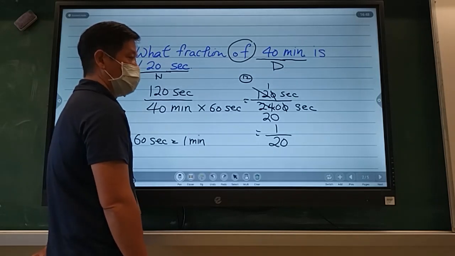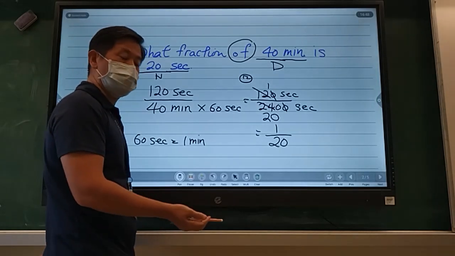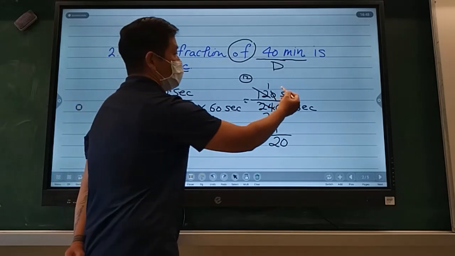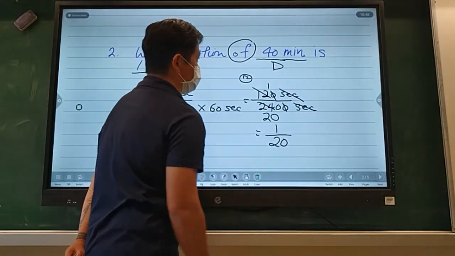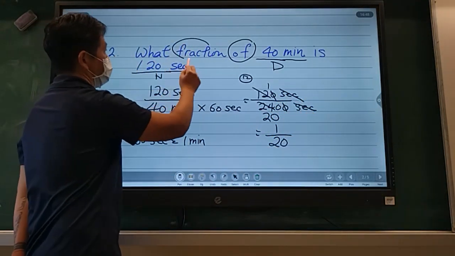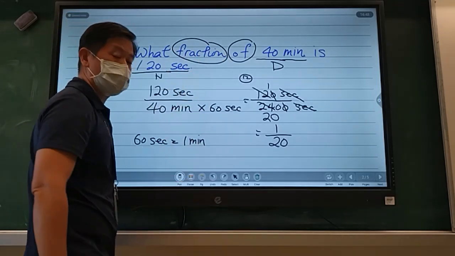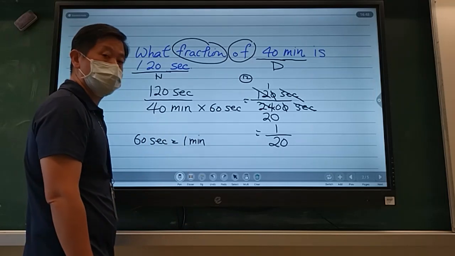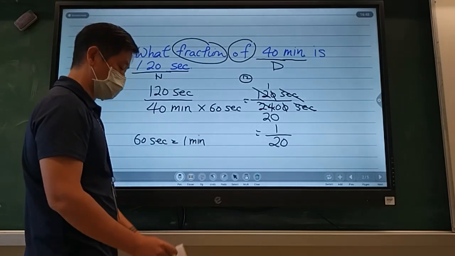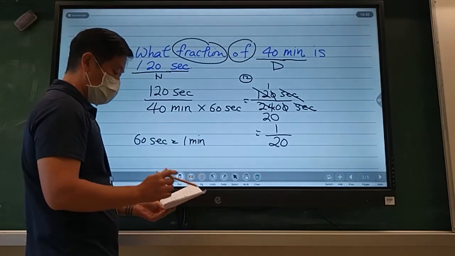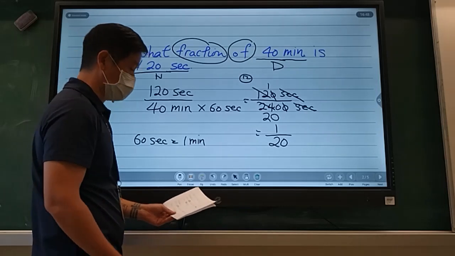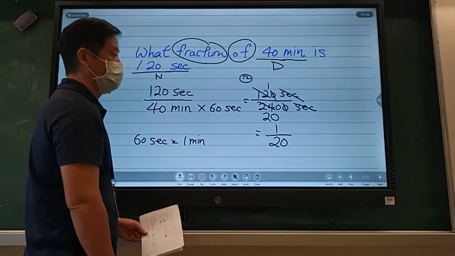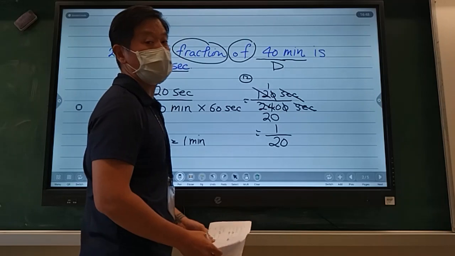1 over 20. Now, what about the second, Mr. Chan? Well, the second could be canceled because we're asking for the fraction. So that is the fraction we're looking for, right? Okay? And don't forget, when you finish, please check your answer. Let me check my answer. Oh, 1/20. Yes! Okay? So, any question, please ask your teacher.